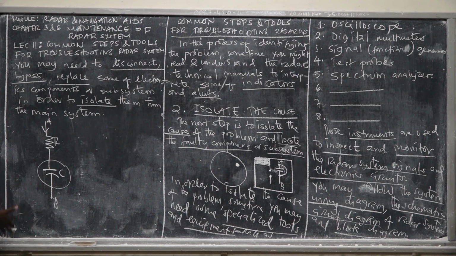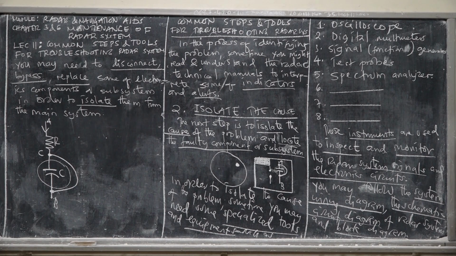So when you are using the trick of bypass, you may take a jumper to draw the current at this point C, and we use the jumper to draw the current from point C to point B. That is the meaning of bypass. It means we direct current to flow in another direction, not passing through the component.